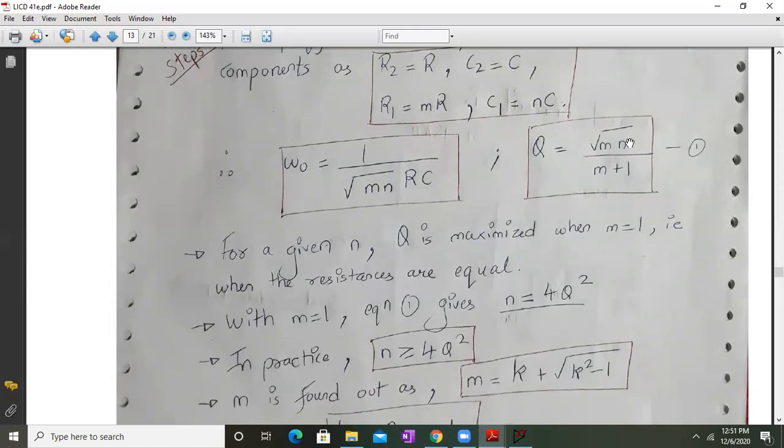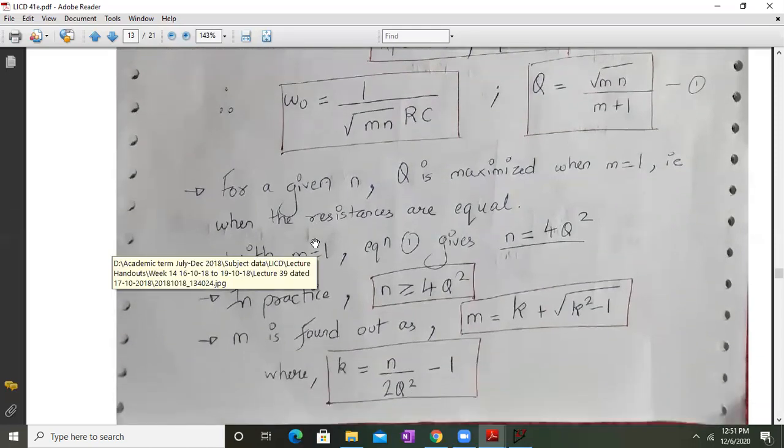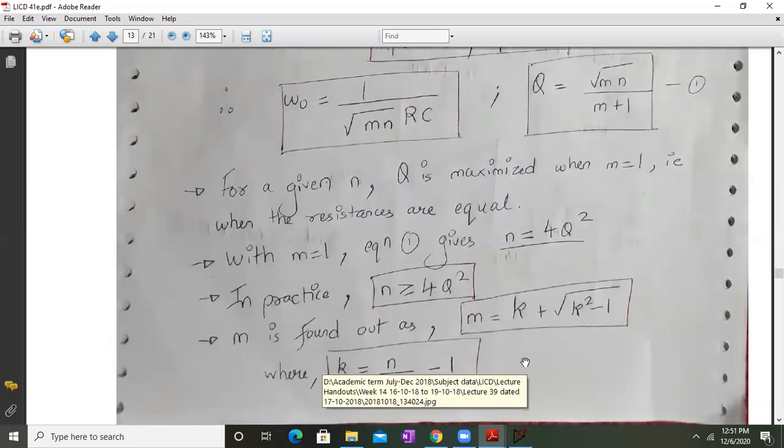You take the bracket, take the square on both sides, so it will be Q square into M plus 1, and that will be 4Q square, right? And that will be equal to root of N, correct? That will be equal to M into N. So M is equal to 1, so N is equal to 4Q square. So in practice, we take N greater than or equal to 4Q square. I hope that this point is clear.